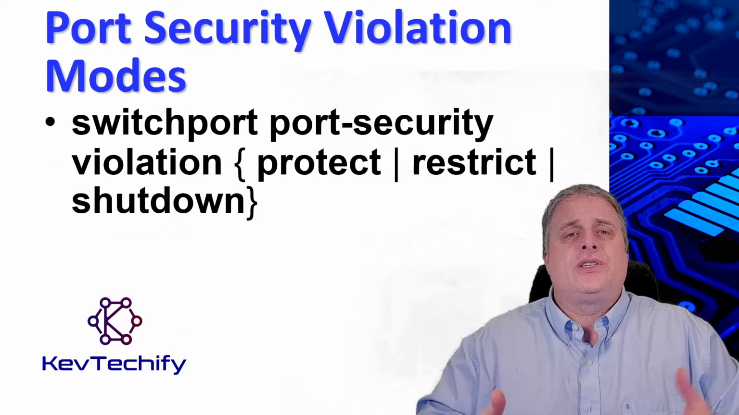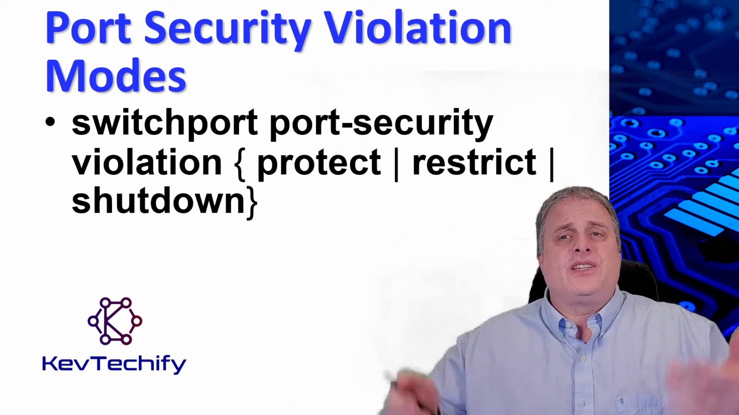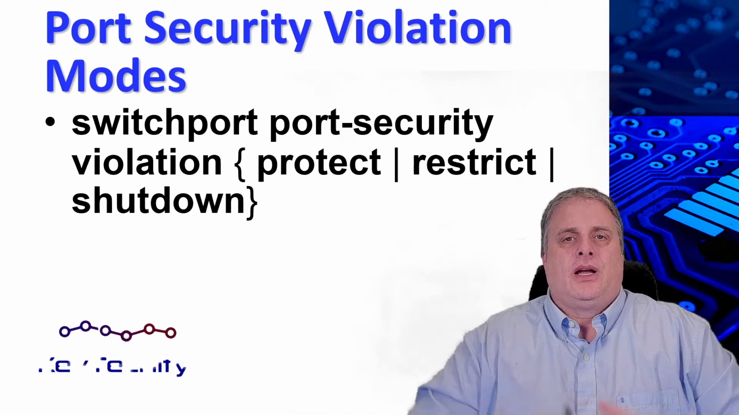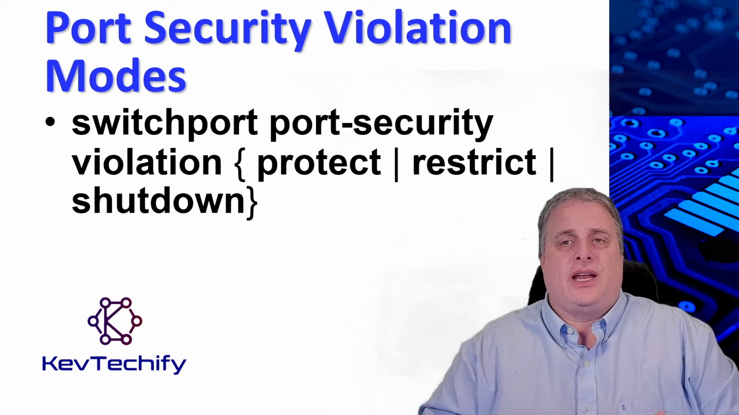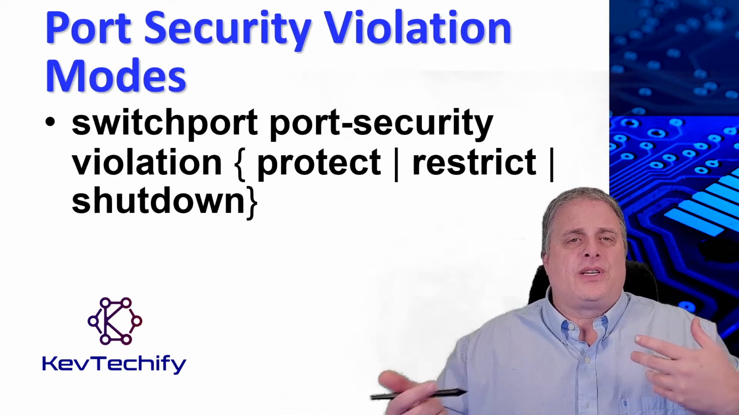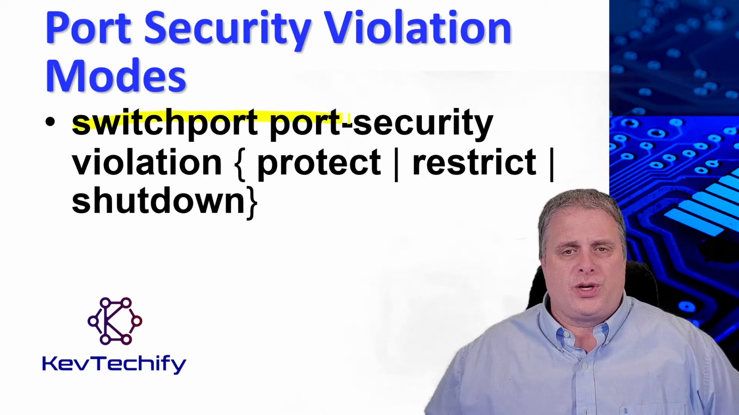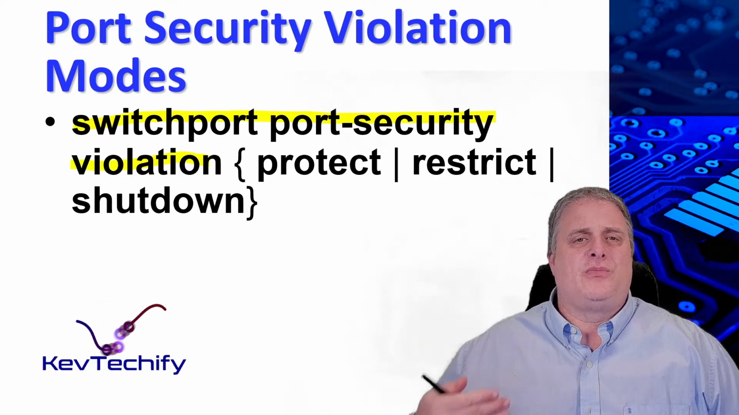If the MAC address of a device that is attached to the port differs from the list of secure addresses, then a port violation happens. By default, a port enters the error disabled state. To set that port security violation, we use the command here, switchport port-security violation, and then you have a choice of 3 different security violation modes.